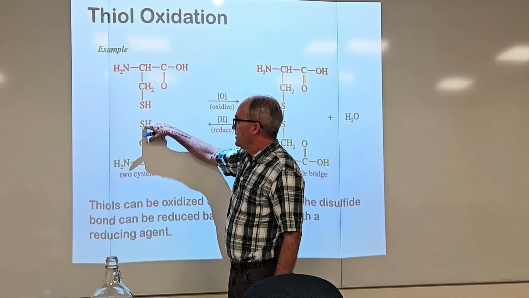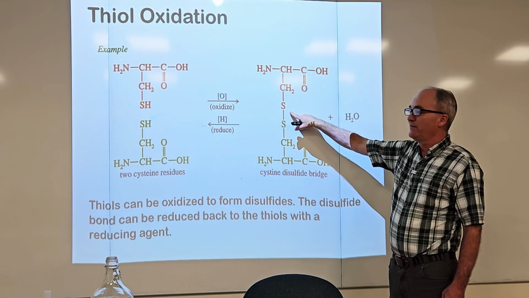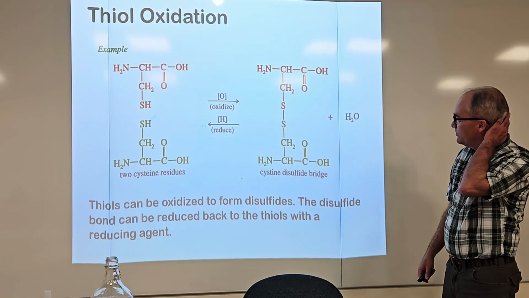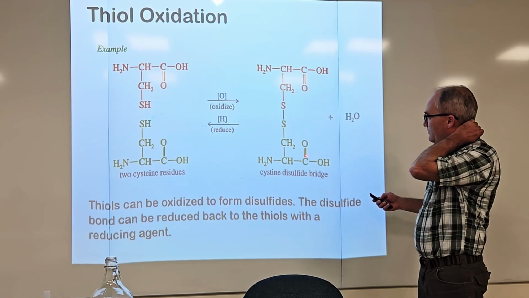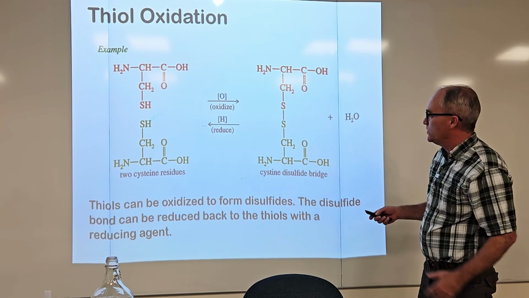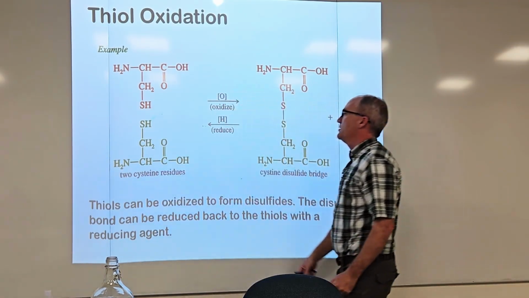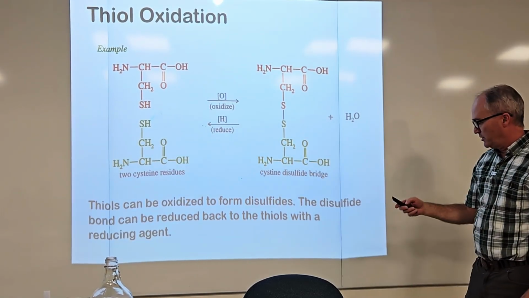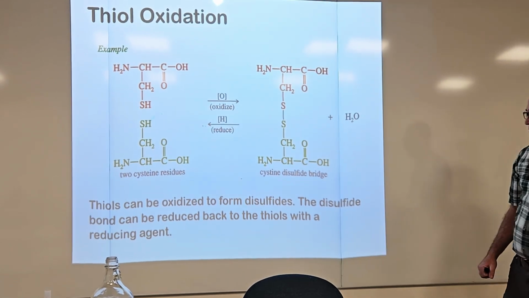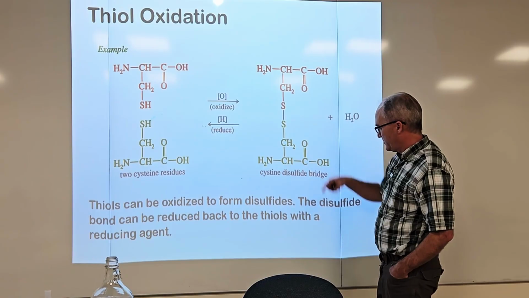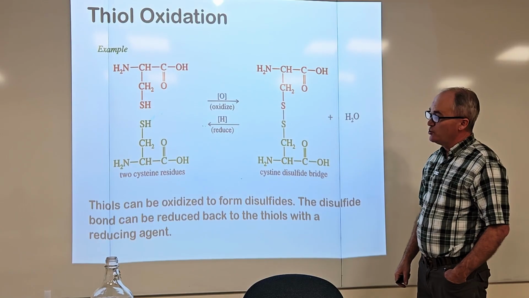And notice we take 2 hydrogens away and link this up. We call this a disulfide bond. And so we call it oxidized. The hydrogen content has gone down, and we can take this the other way, and we say it's reduced. Look at this whole thing. The hydrogen content has increased, so we can call it reduction and oxidation. Thiols can be oxidized to form disulfides. Here's the disulfide. The disulfide bond can be reduced back to the thiols with a reducing agent.